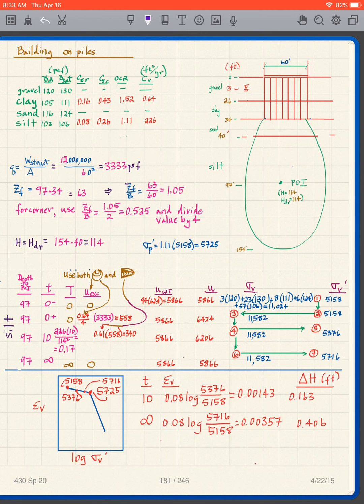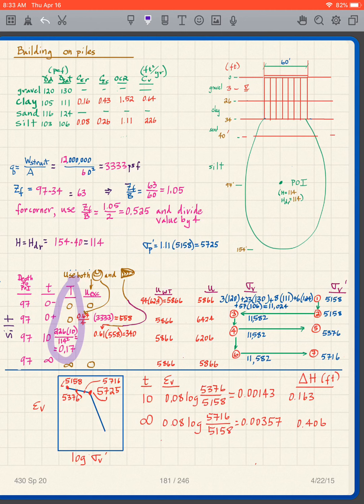And we've been given, in the silt, our OCR is 1.11, so we'll use that 1.11 to get the sigma prime P. So in this case, we only need to make a silt table, because only the silt is loaded. And we have our T's, 0 minus, 0 plus, 10 and infinity. We get our capital T's.